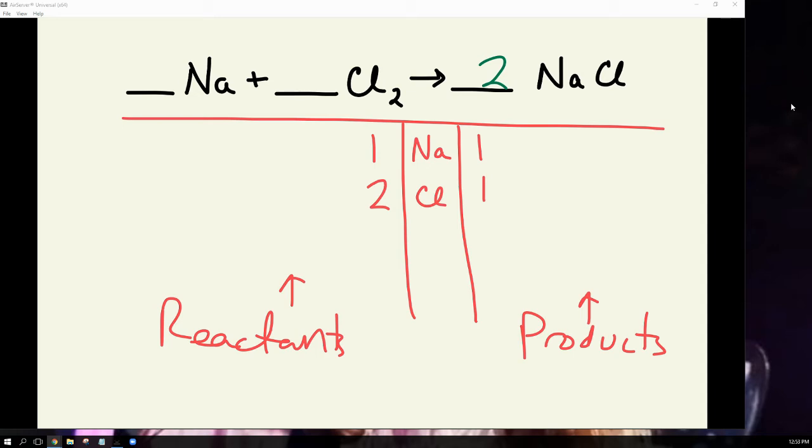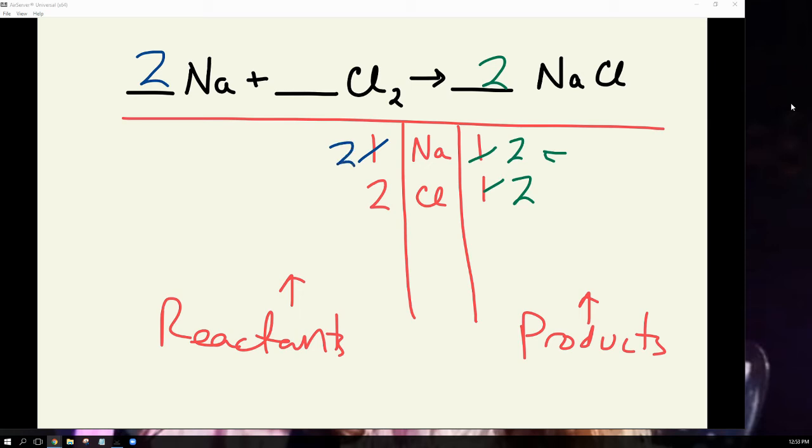Once I put that in there, it changes my sodium to 2 now, because 2 times 1, and chlorine is now 2 because 2 times 1. So that helped by fixing and balancing my chlorines, but unfortunately, it unbalanced my sodiums. As I see that my sodiums are not balanced, I'm going to go ahead and change a number again. My next step is to put a 2 here, because 2 times 1 gives me 2.